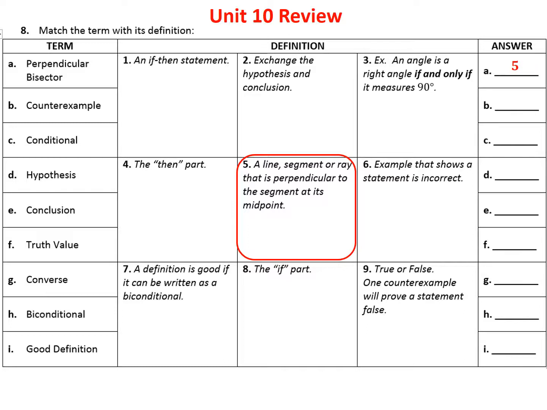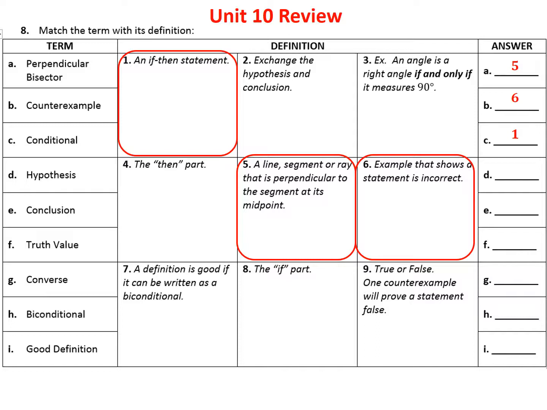B is a counterexample. Something that is counter is something that's against. So if somebody gives an example where something's true, and you give an example where it's false, that's a counterexample. So number 6, an example that shows a statement is incorrect. Letter C is the conditional statement. Well, the conditional statement we've been studying has the form of if this, then this. And so it's typically an if-then statement. So number 1 goes with C.